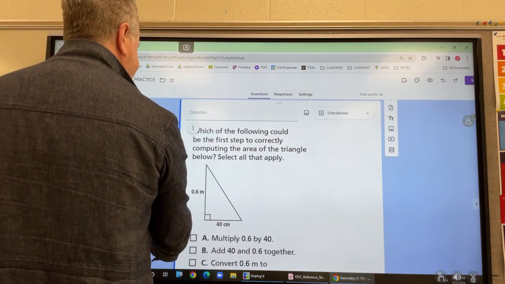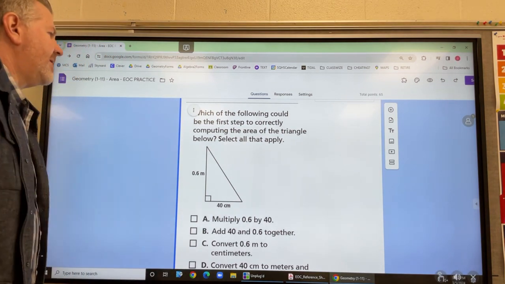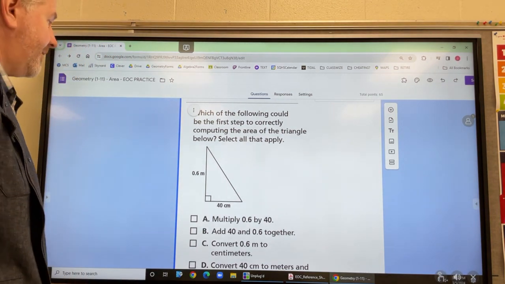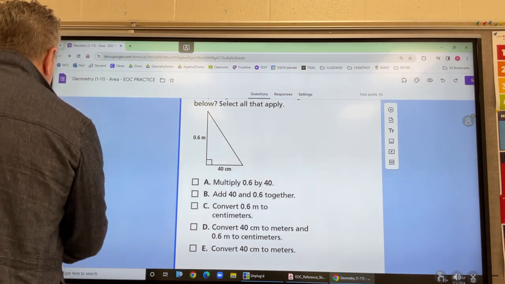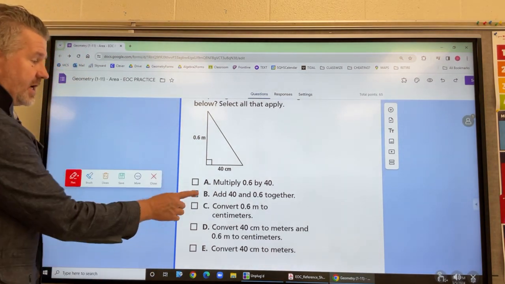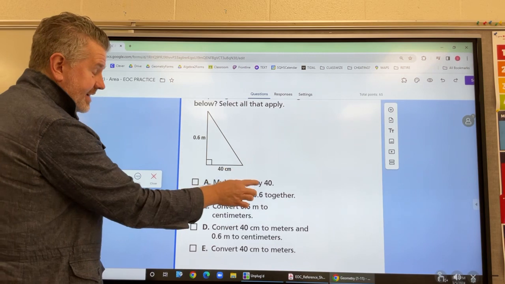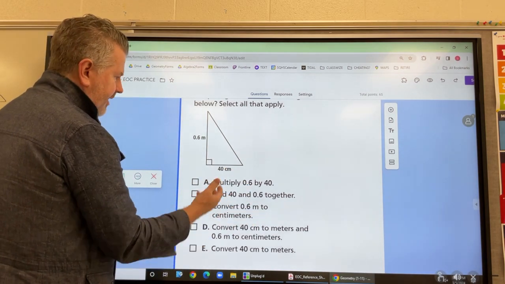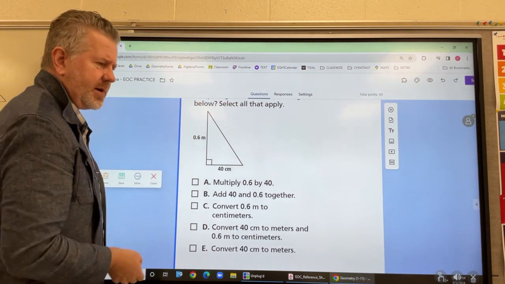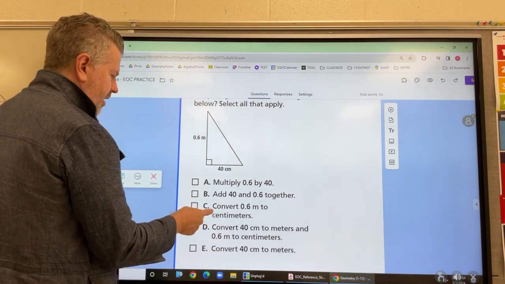Okay, let's move on. Which of the following could be the first step to correctly computing the area of the triangle? So we've got different units here once again, so we want to convert our units. So we're not going to multiply because they're not the same units. We're not going to add anything together. They're not the same units. And we don't add in triangles anyway unless we're looking for perimeter.